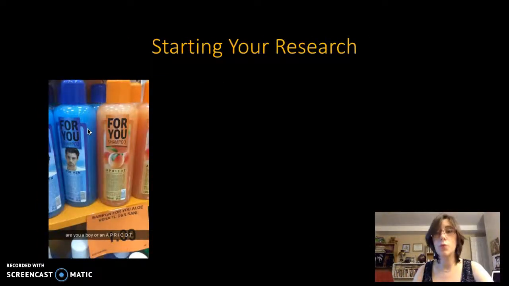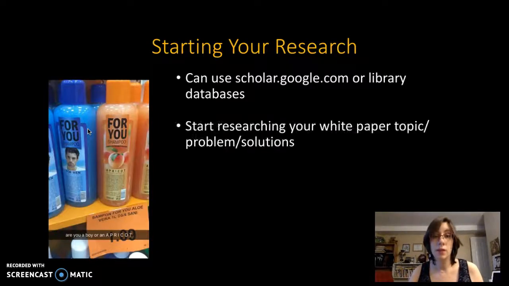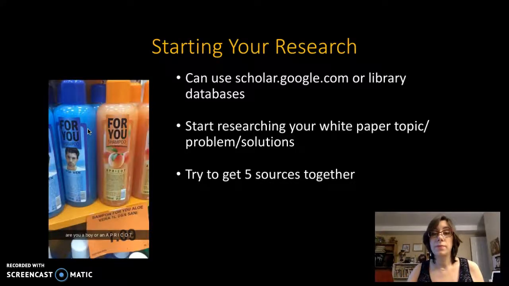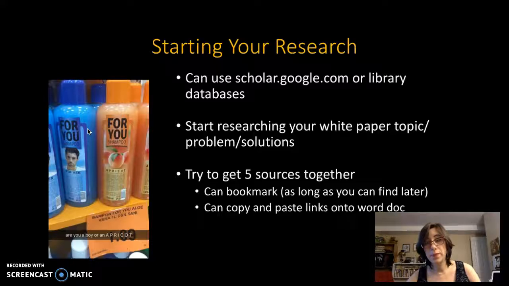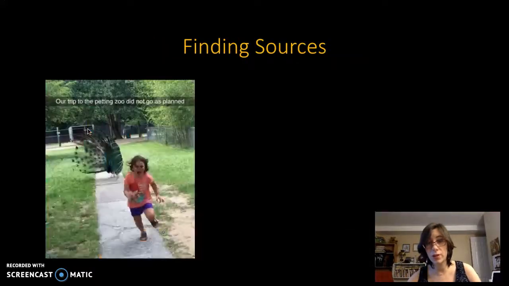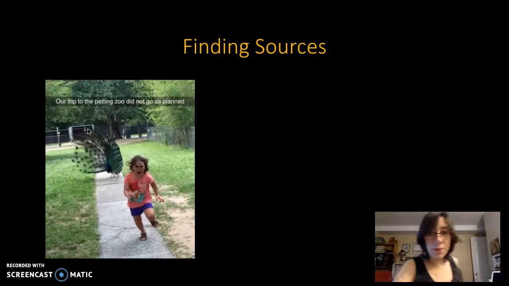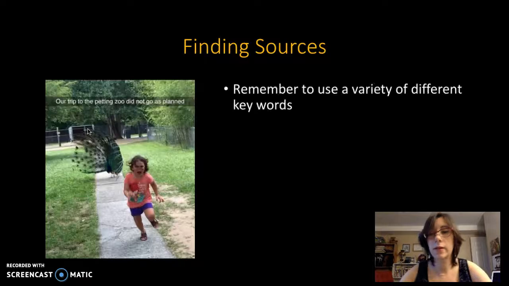All right, so before you go to the websites or the databases, we got to figure out what you're doing, what you're researching. Once you have your topic, and it's a topic you're really excited about, I want you to try to get 5 sources related to this topic. You can bookmark them. You don't have to download them, as long as you can find them later. You can copy and paste links onto a Word document. Here's how to go about finding the sources, though, especially if you're stuck.